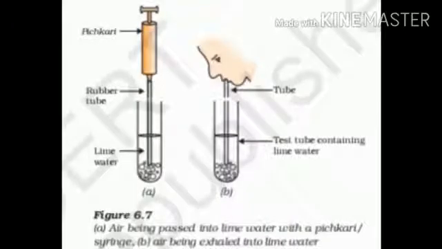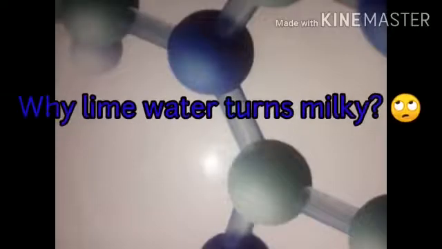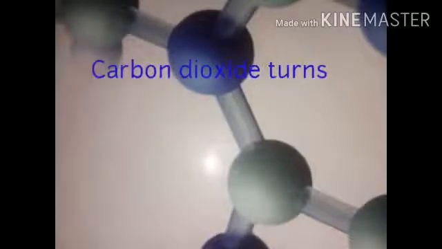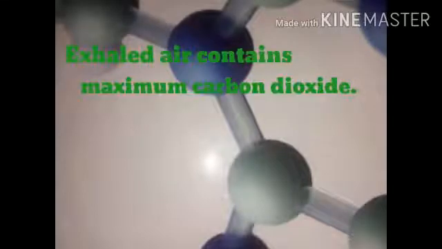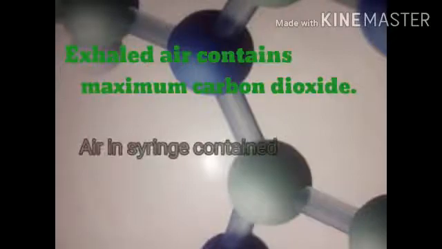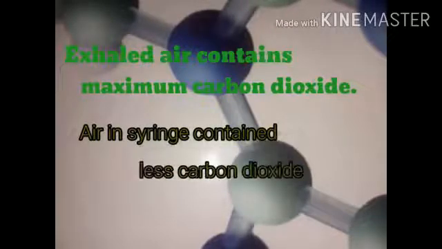You will see that the test tube in which you exhaled air turned lime water milky faster, and the test tube in which a syringe was used to blow air took some time to turn milky. Why did lime water turn milky? It turned milky due to carbon dioxide. Now, what do we conclude from this activity? We can say that exhaled air, or the air which we blew from our mouth, contained carbon dioxide in greater quantity than the air in the syringe.